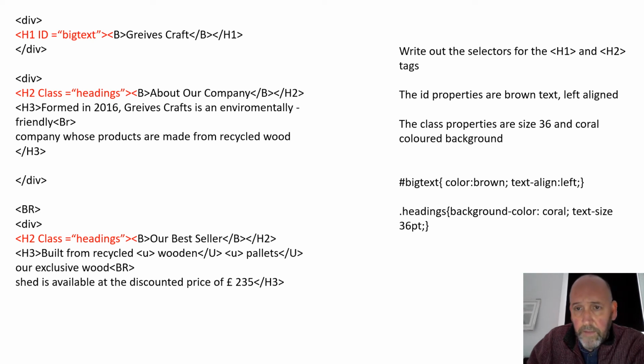So here we are. Write out the selectors for H1 and H2. Look at H1, ID, so we know it's going to have a hashtag and it's going to be called big text. So hashtag big text, and it's to be colour brown, which we've done, text align left. That's that done. The class properties are 36 and coral coloured background.